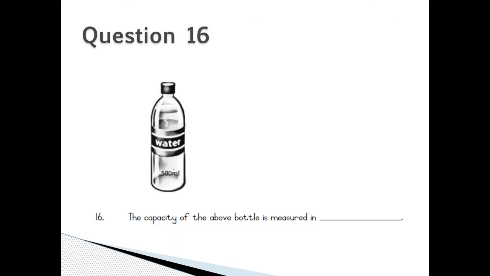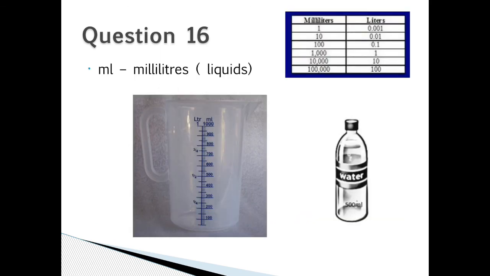Question 16. The capacity of the above bottle is measured in what? Liquids will be measured in liters, so ml is milliliters. You also need to be able to convert between milliliters and liters. It's important to remember that 1 liter is equal to 1000 milliliters. Here we also have a jug that would show you the various measurements.